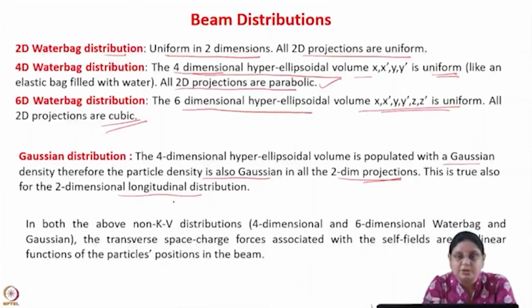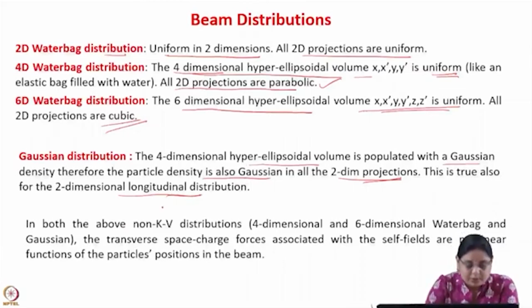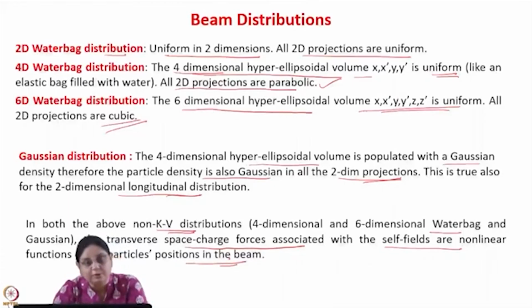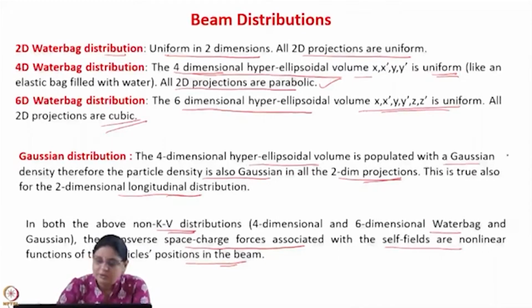So you could have a distribution in which the 4-dimensional hyperellipsoid volume is populated with Gaussian density, and the 2D longitudinal phase space particles are again distributed in a Gaussian fashion. Now in both the above non-KV distributions, whether it's the water bag or the Gaussian, the transverse space charge forces associated with the self fields are non-linear functions of the particle's position. So only when you have a uniform distribution, the space charge forces are linear, otherwise the self fields are non-linear.